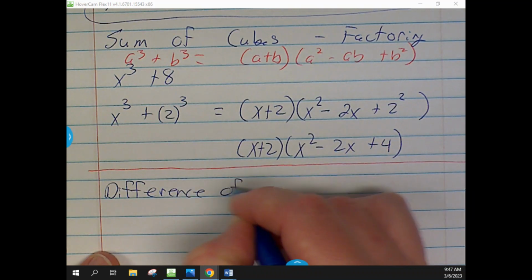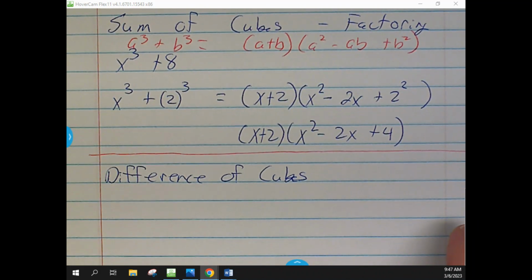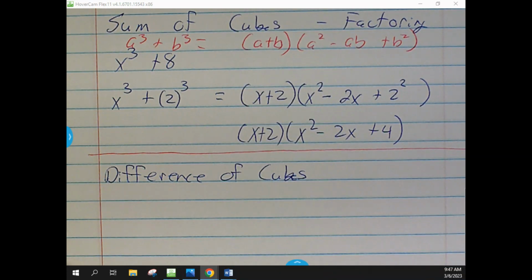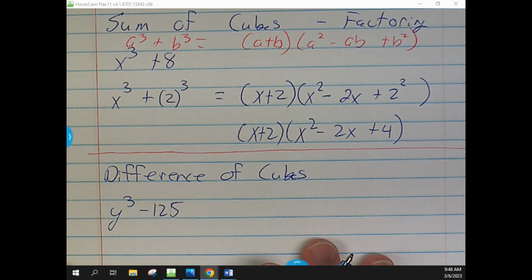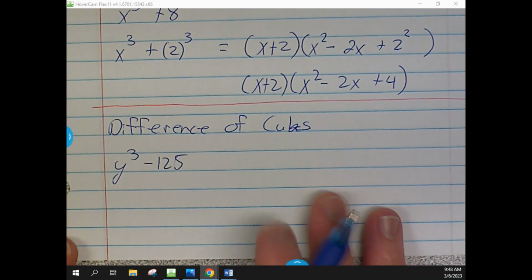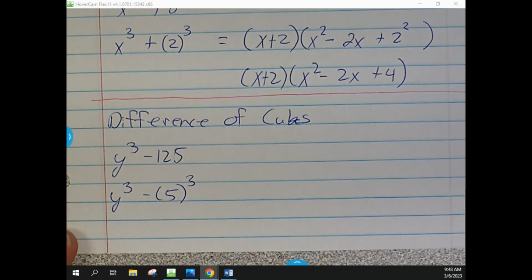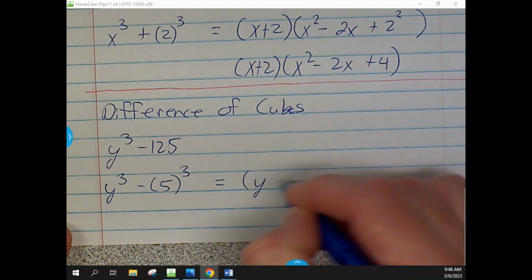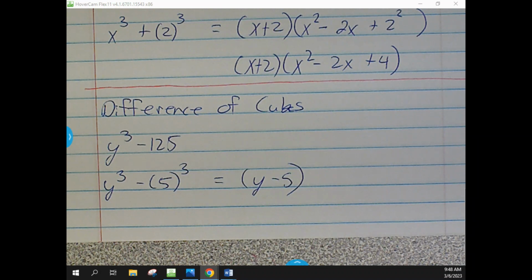Okay, and if it's the difference of cubes, it's almost entirely the exact same thing, but you're just going to flip flop your first two signs. So let's say it was y to the third minus 125. Okay, 125 would be 5 to the third. So again, you're going to take out whatever these numbers are and just rewrite it without the cube. So if it's y cubed minus 5 cubed, it's just y minus 5.